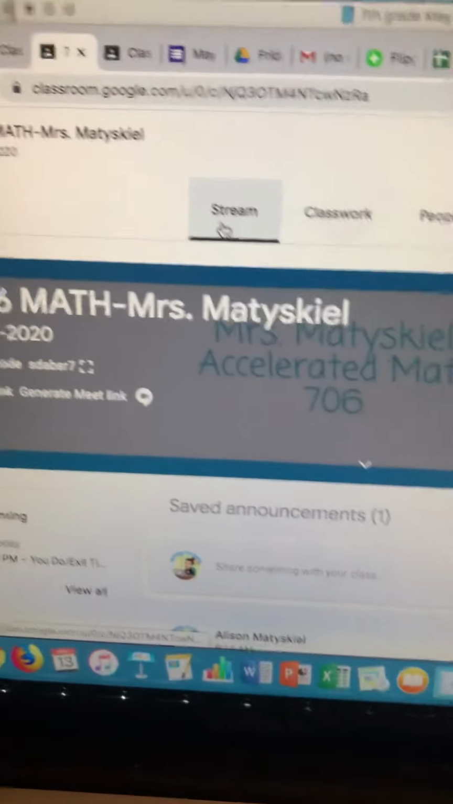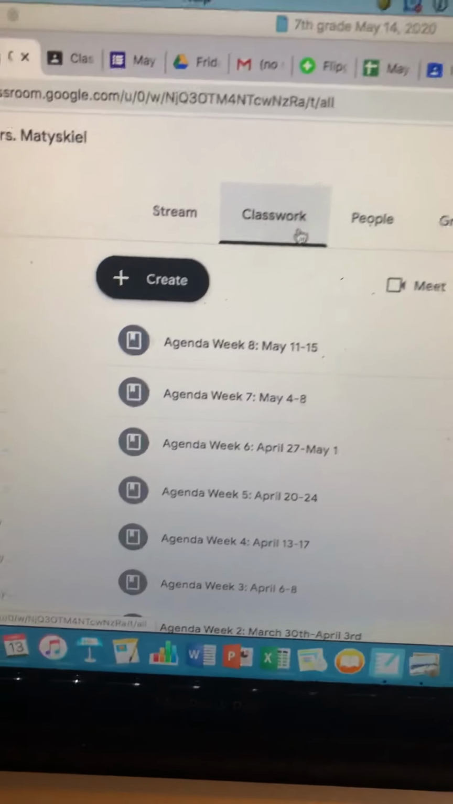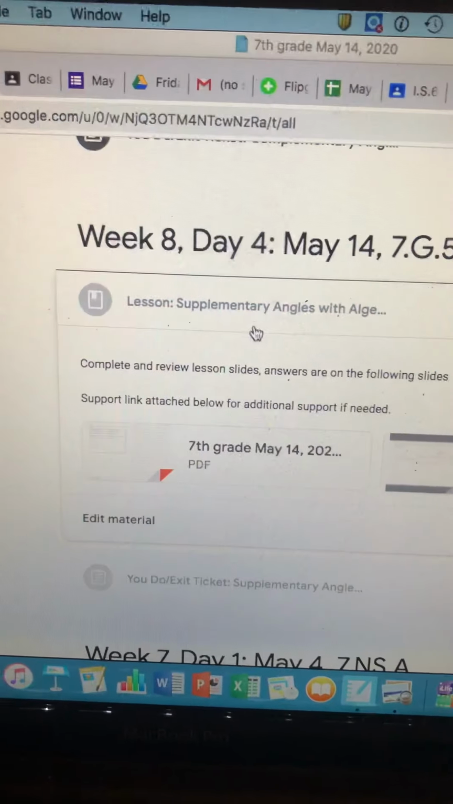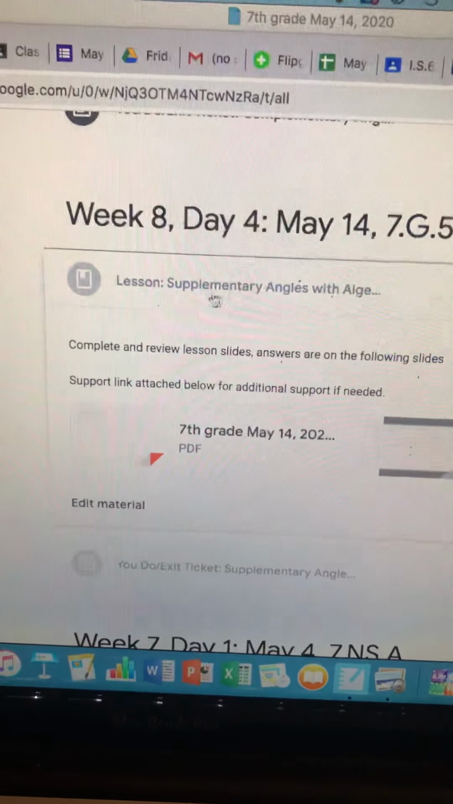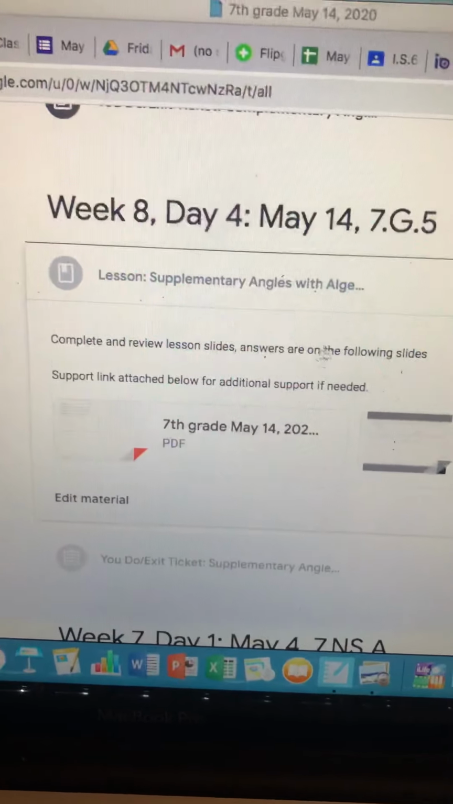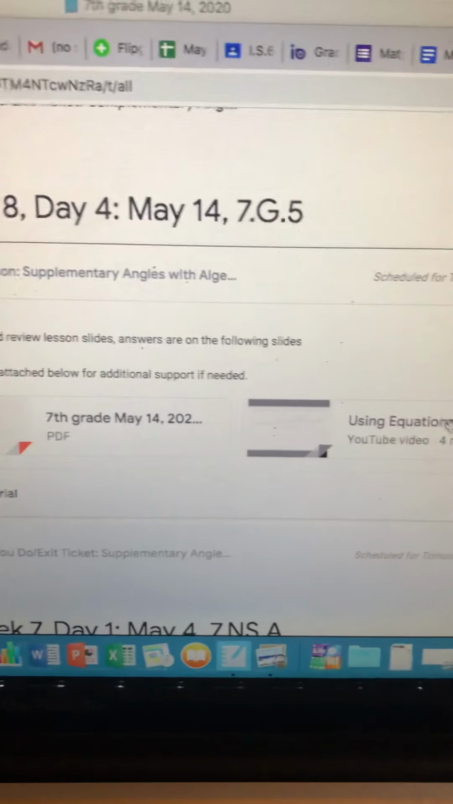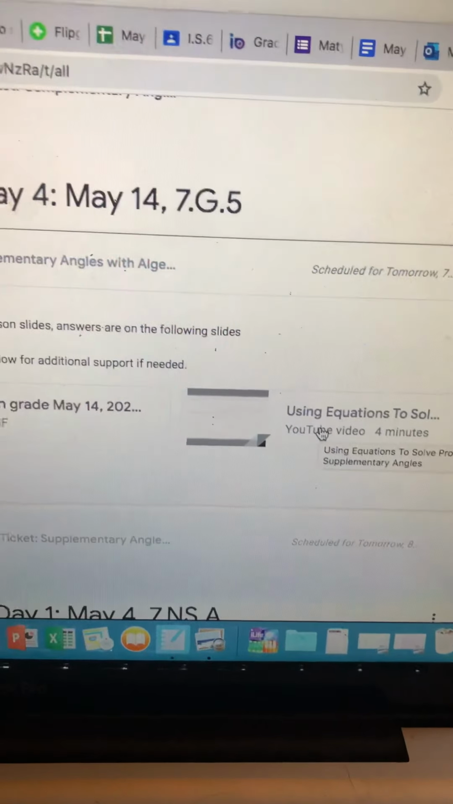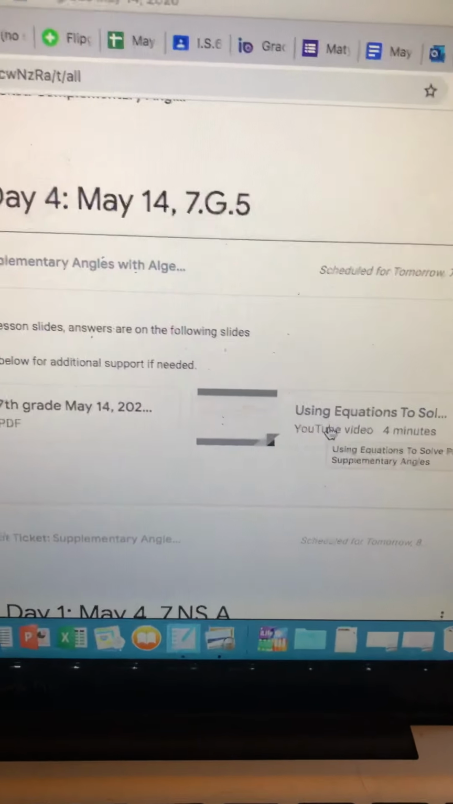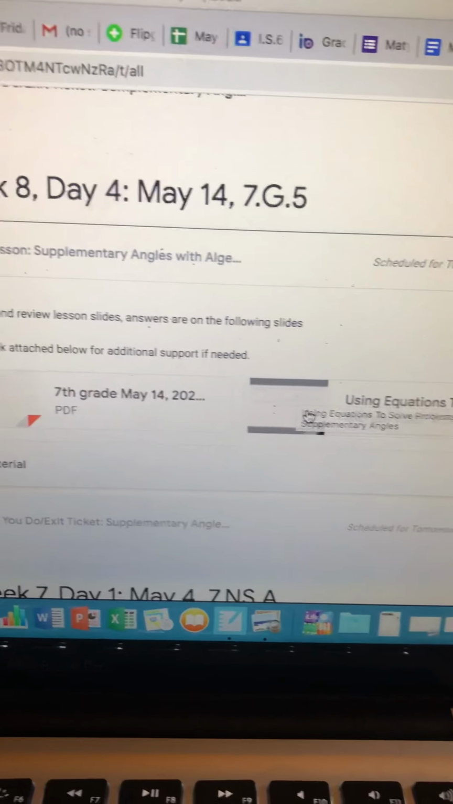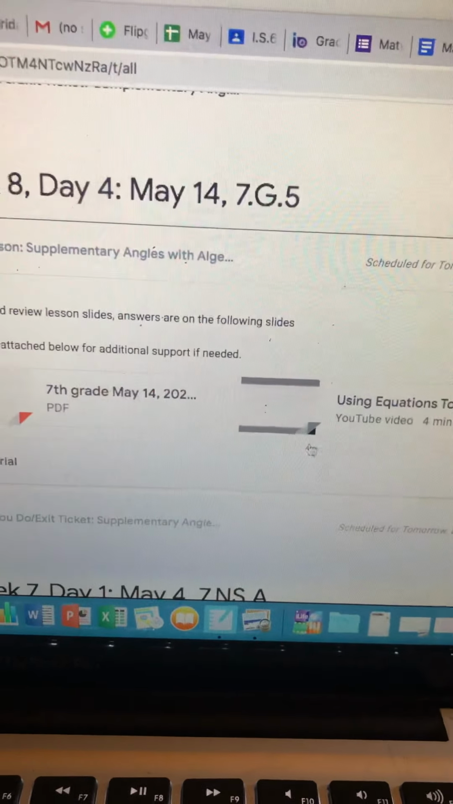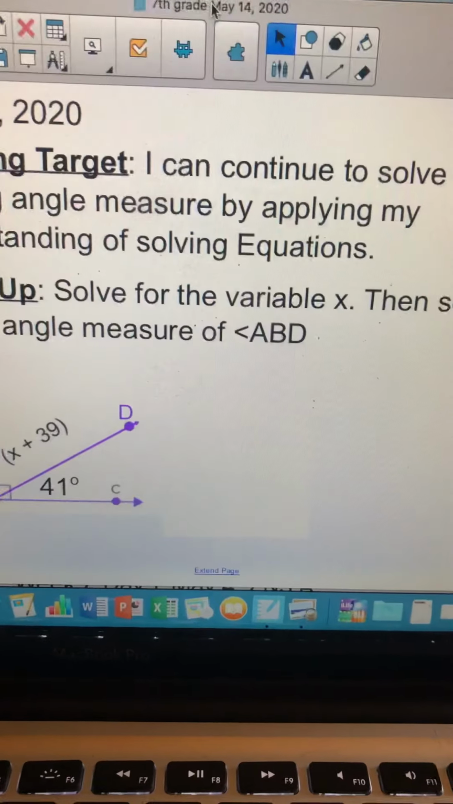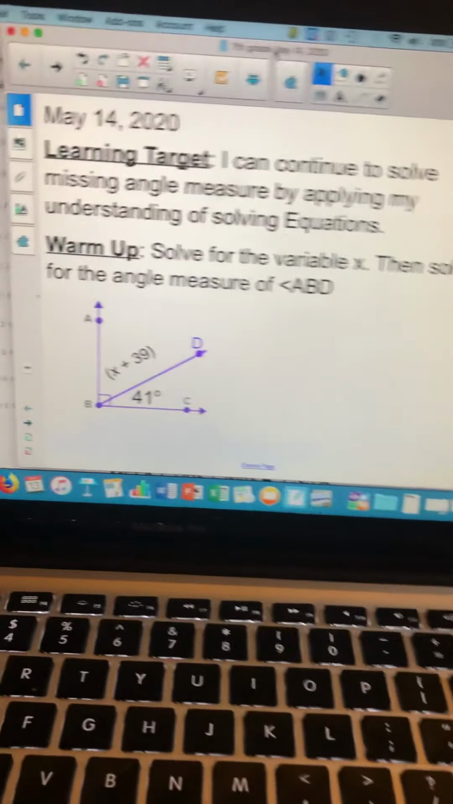So I'm going to click on the classwork tab to just show you where to locate your work for today. We'll go down to day 4. You'll see that there's a lesson here, supplementary angles with algebra. The lesson is right here, and then there is also a support link. This teacher models a very similar example to what you're exploring today in your lesson, so I would recommend taking a look at that. And then I'll get into the lesson. I'm going to use the bigger version just so you guys can see it better.